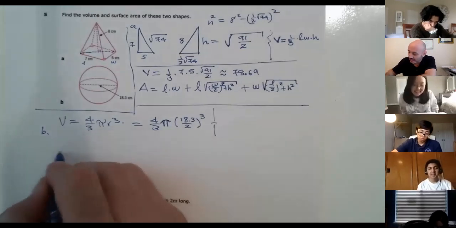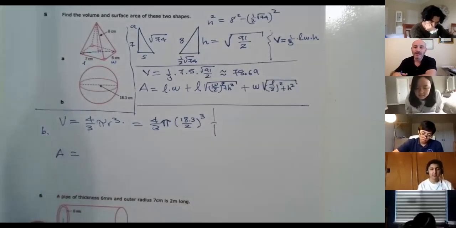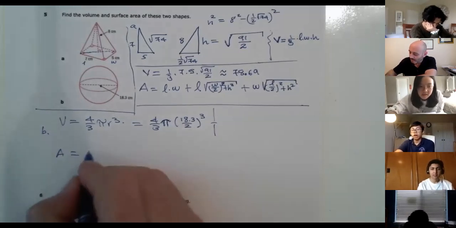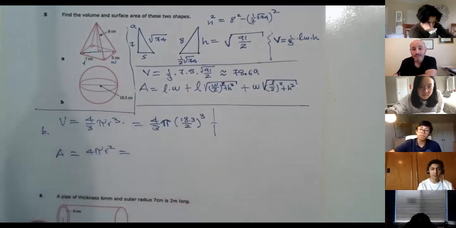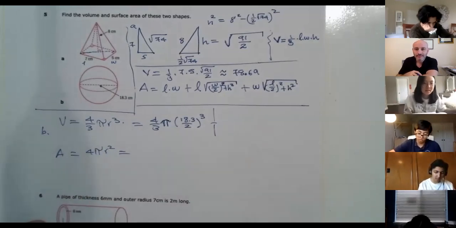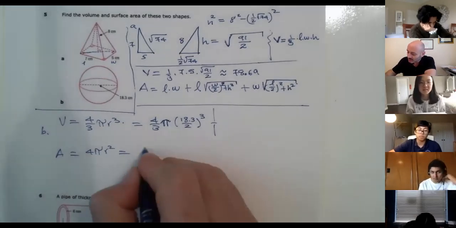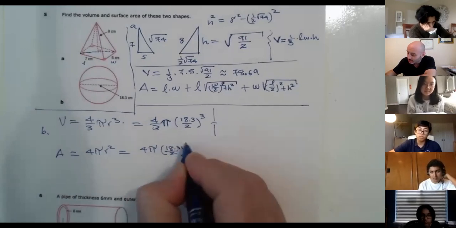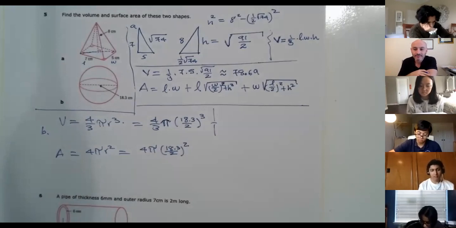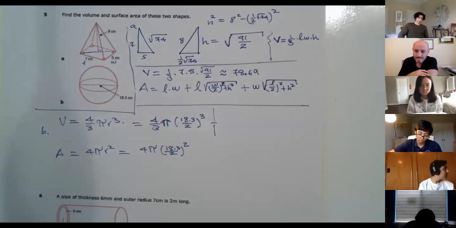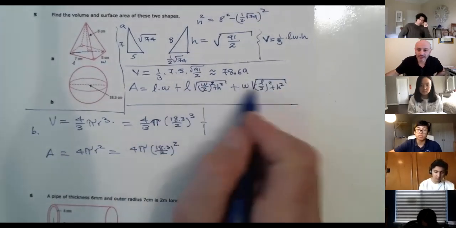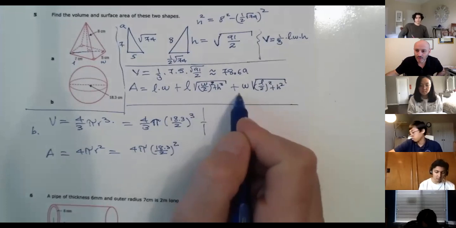What about the surface area? What's the formula for the surface area of a sphere? 4 pi r squared. Yes, that's correct. 4 pi r squared. So this is then 4 pi times 18.3 halved, squared. And that should give you the surface area of the sphere. Make sense? Any questions? I want you to make sure that you do finish this and that you see that actually that formula works, okay?